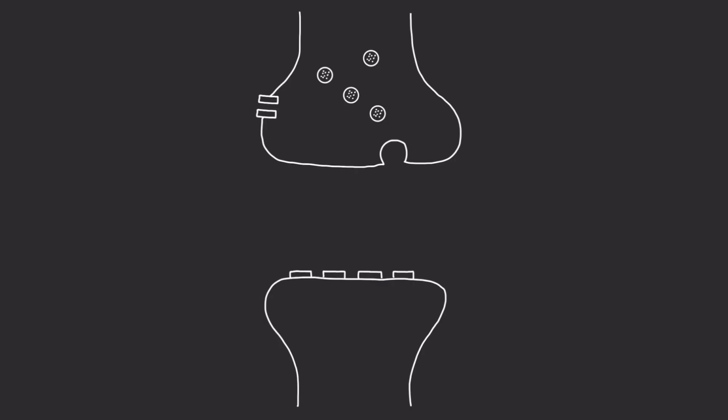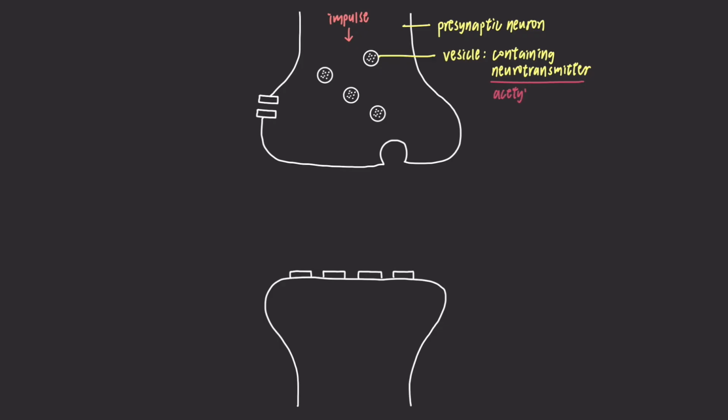This is the structure of a synapse. If impulse comes in this direction, this is a presynaptic neuron. It contains many vesicles that carry neurotransmitters, such as acetylcholine. This is a postsynaptic neuron. There are many receptors on the cell surface membrane. The gap between two neurons is the synaptic cleft.